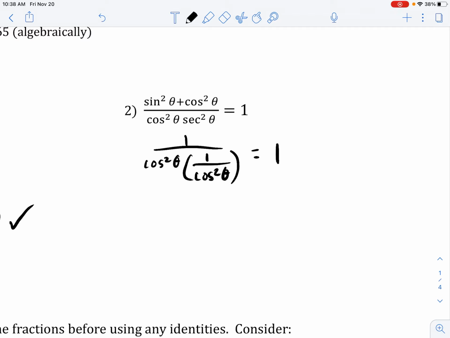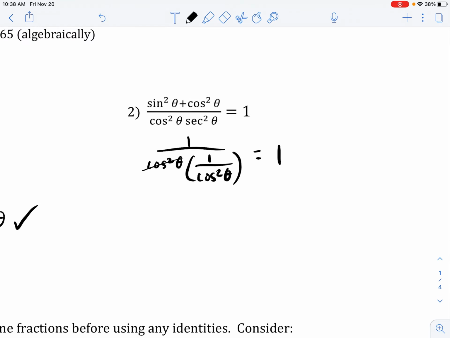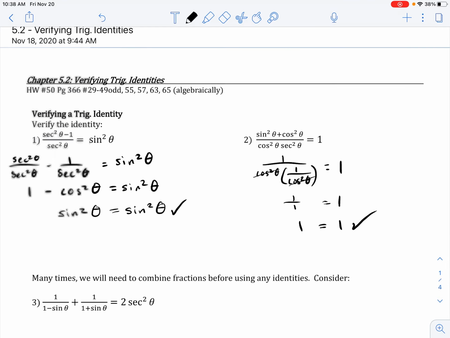Now, once I've rewritten it this way, it proves to be a pretty easy verifying problem, because we can see that these will divide out, and we're left with just 1 over 1 is equal to 1, which we can also just write as 1 is equal to 1. Check mark, we're done. All right, let's keep going.